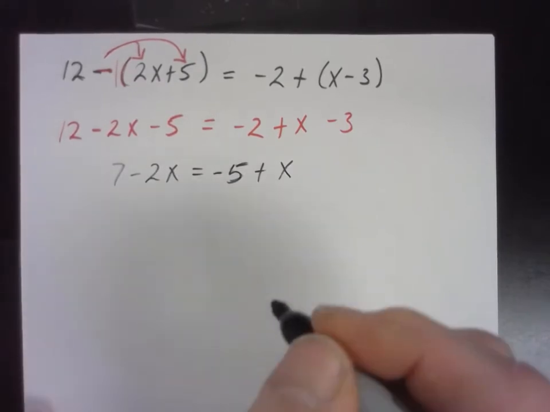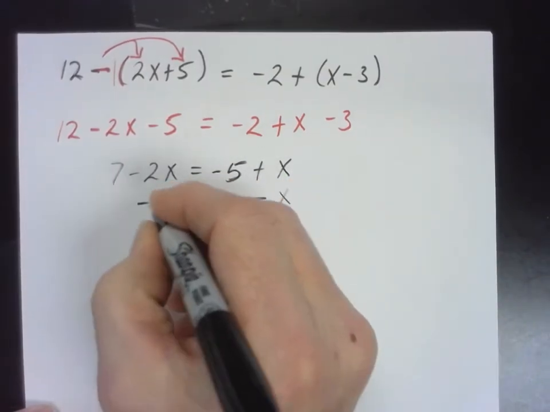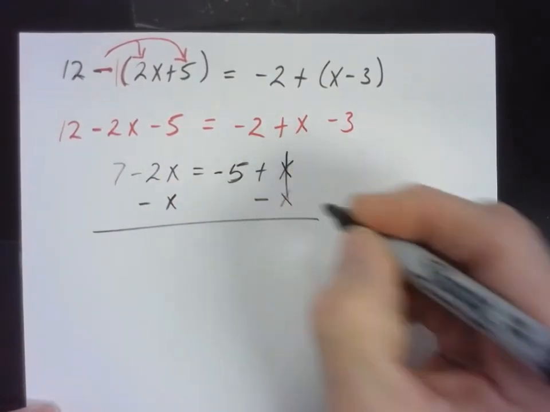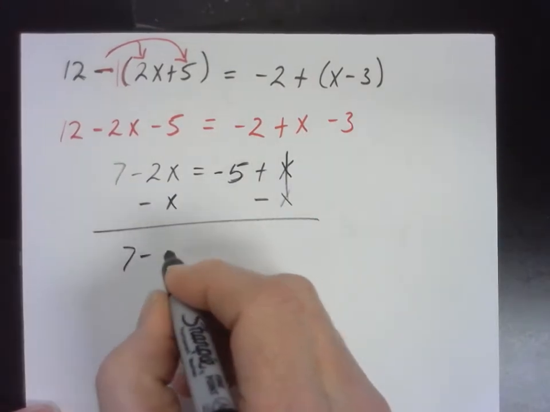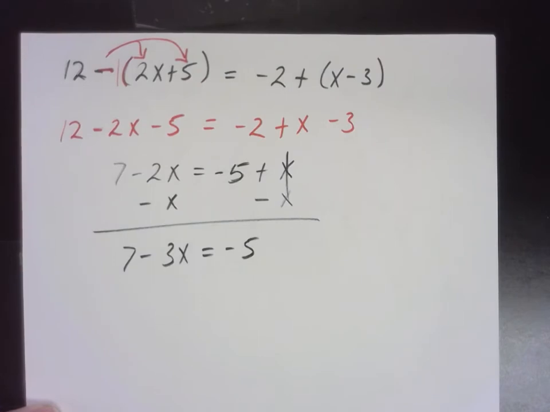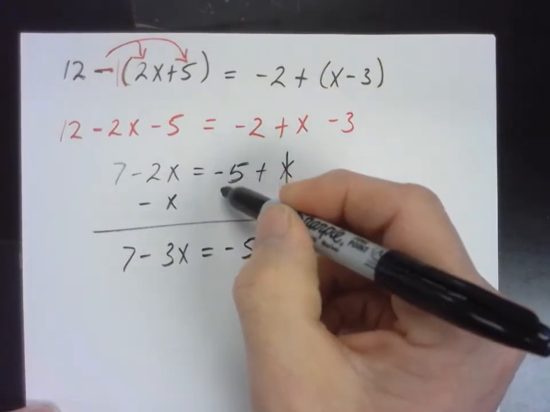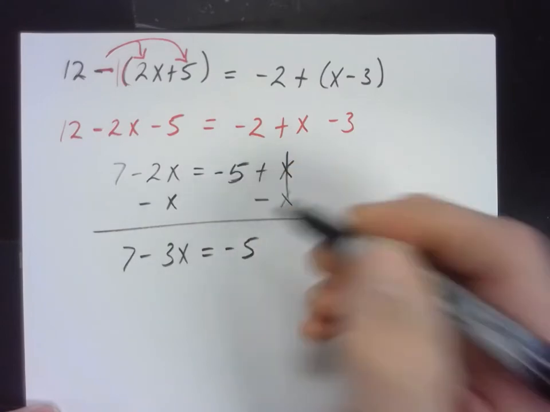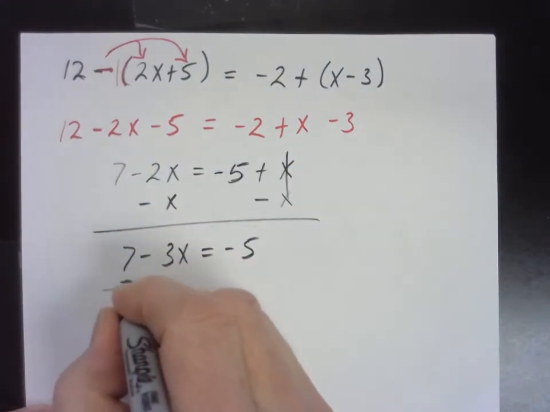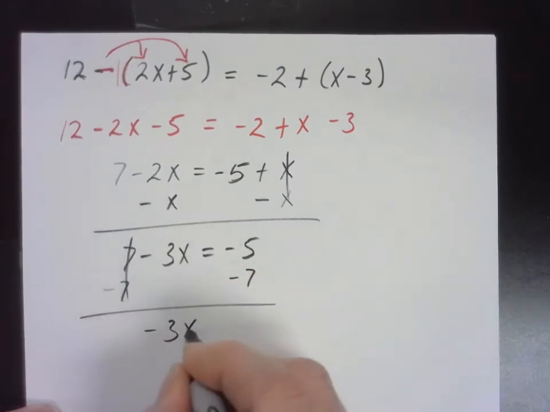You want to add 2x? I'm going to subtract x from both sides, just to bug you. So I get 7 subtract 3x equals negative 5. What happens if we forget to bring that negative down? Anything good? No. And then I'm going to subtract 7 from both sides. So I get negative 3x equals negative 12.